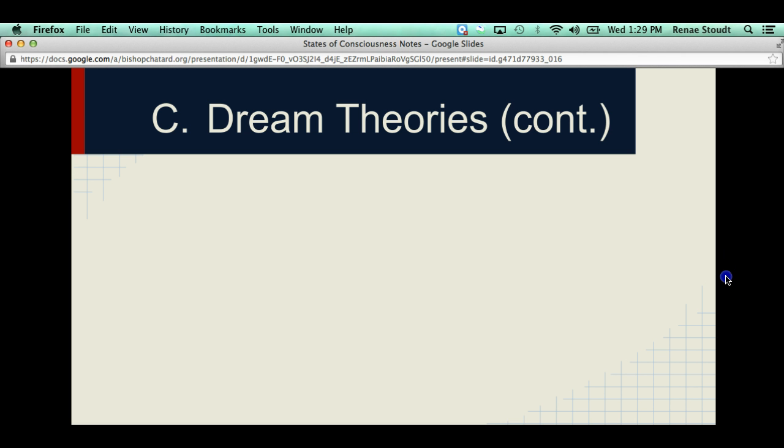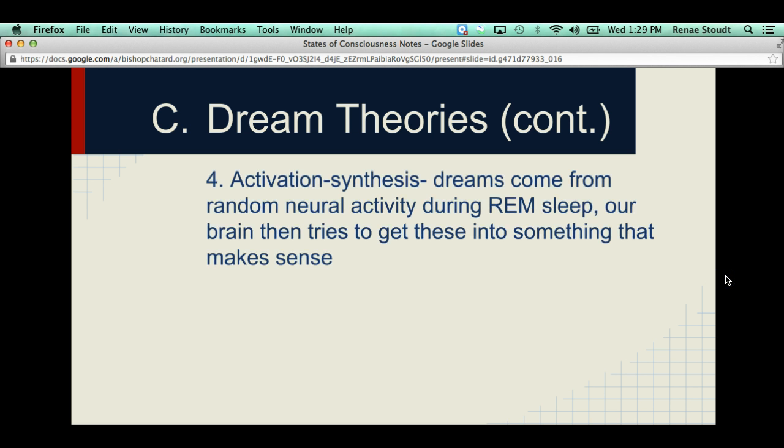The first dream theory that we need to talk about is the activation synthesis theory. This is the idea that dreams come from random neural activity during REM sleep. So it's kind of piggybacking off the physiological function theory. But the difference between the physiological function theory and the activation synthesis theory is the second part of this. It says our brain then tries to get this random neural activity into something that makes sense.